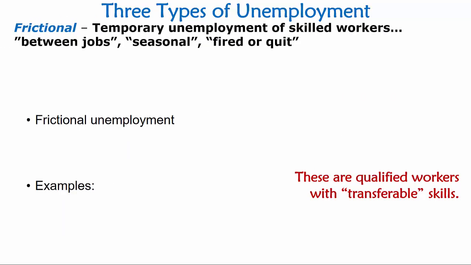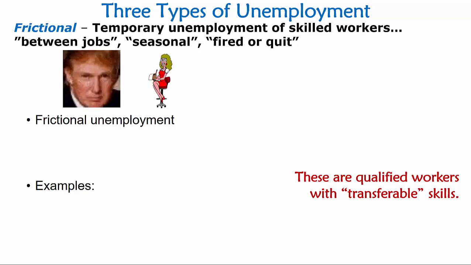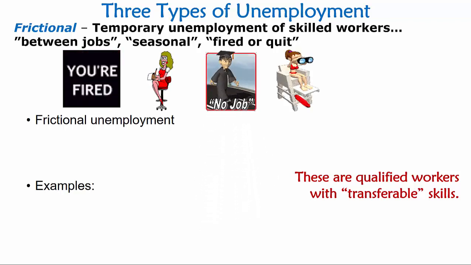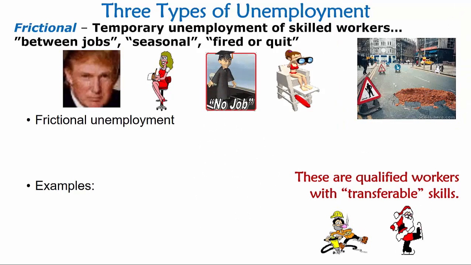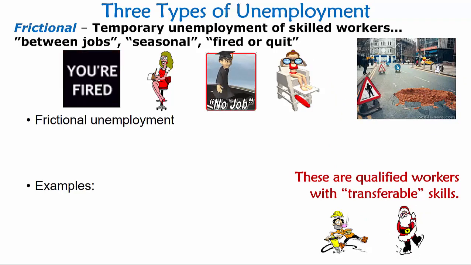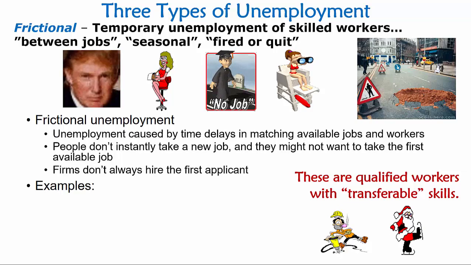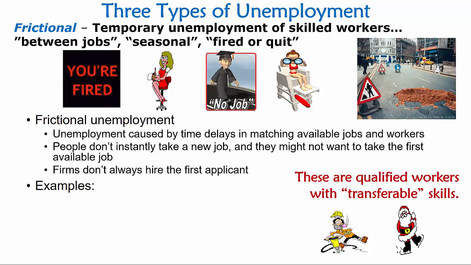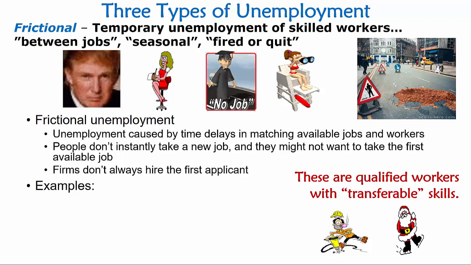All right, so frictional unemployment is just referring to the unemployment that exists when people are between jobs. So it's temporary typically. It's the unemployment of skilled workers that are hireable. So it happens when you get fired, happens when you quit a job. It could happen when you graduate and finish your education and then begin looking for a job. It can happen when you lose a seasonal job like construction or lifeguarding. So this is basically just caused by the time delays in finding the right job that fits your qualifications.